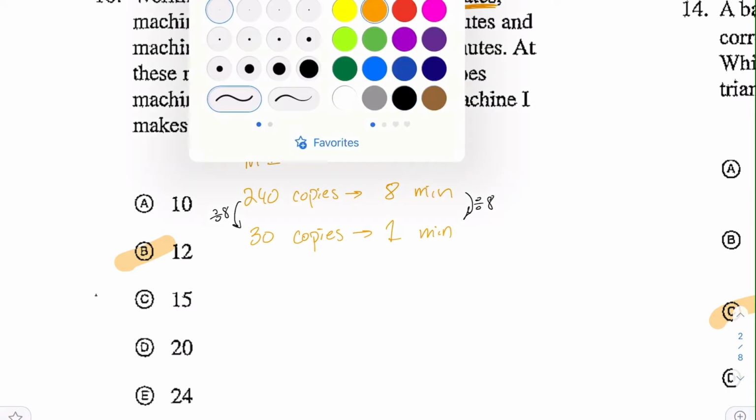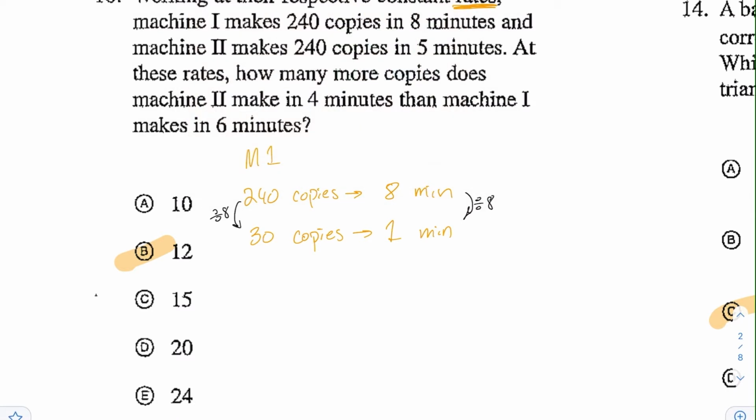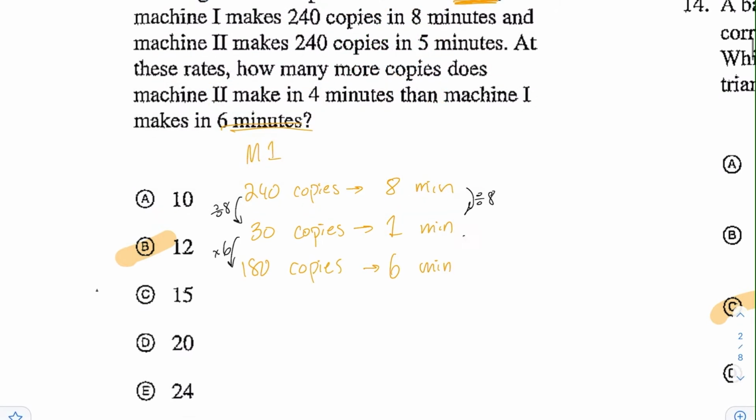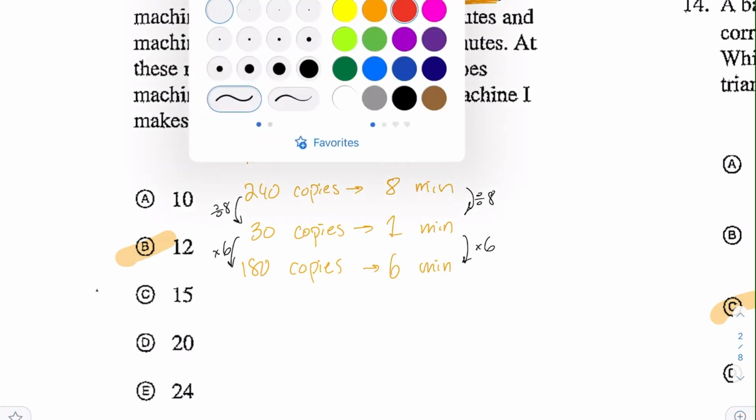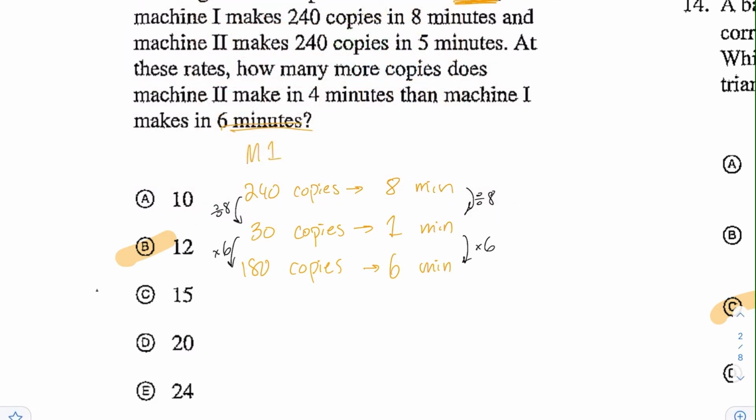So now that you have the unit rate, you can figure out machine 1 in 6 minutes. You can just multiply by 6, and that would be 180 copies. Then you have to do the same thing for machine 2.